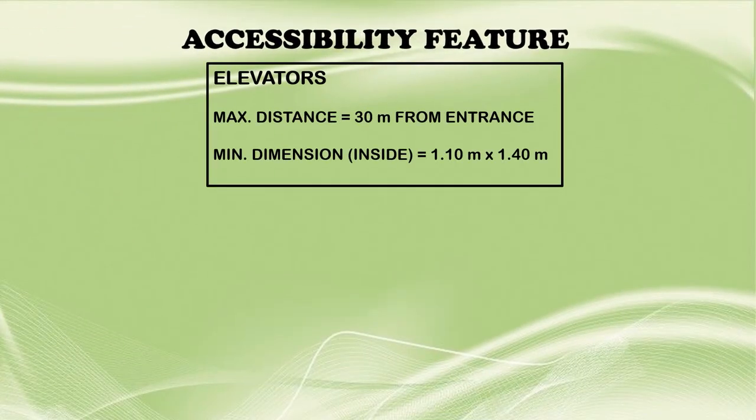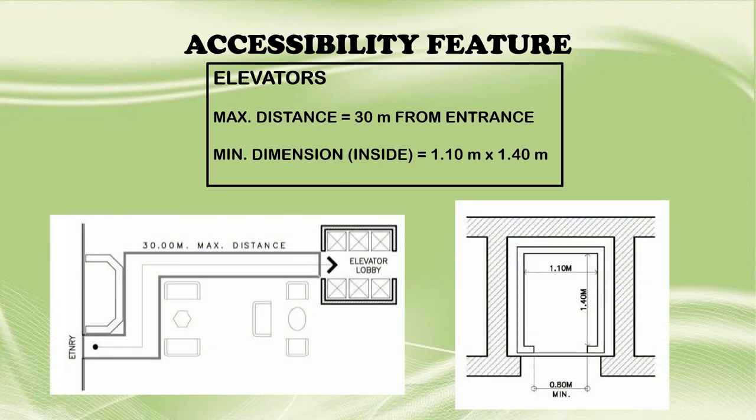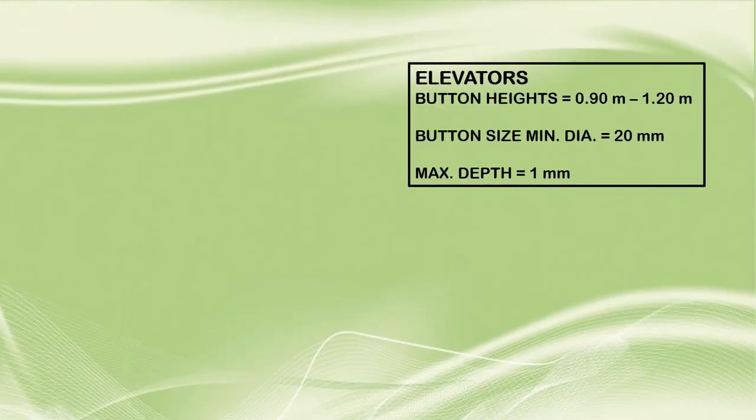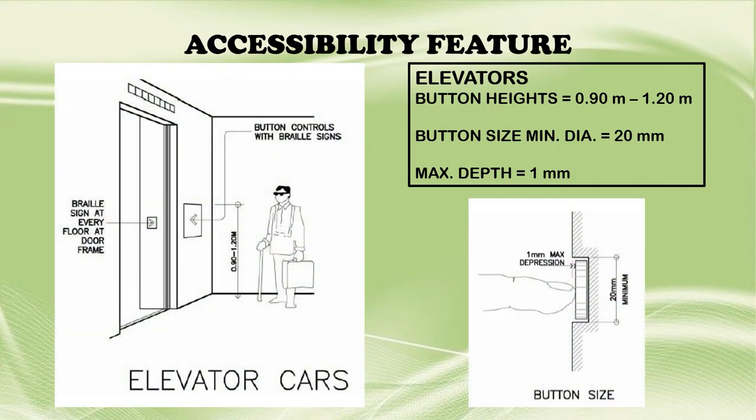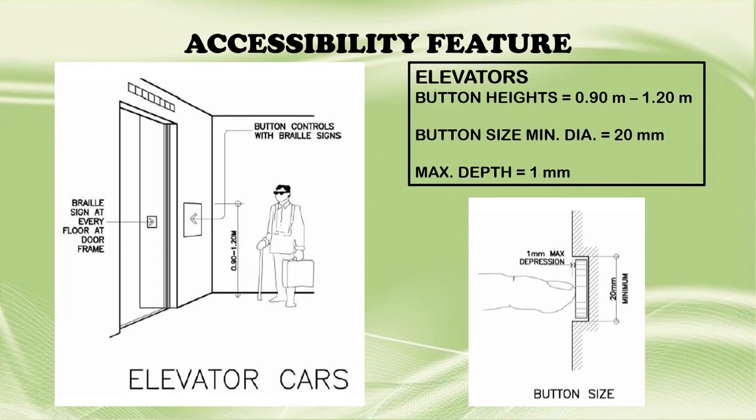Elevators. Accessible elevators should be located not more than 30 meters from the entrance. Accessible elevators shall have a minimum dimension of 1.1 meters by 1.4 meters inside clear dimension of the elevator car. Centerline heights for the topmost buttons shall be between 0.90 meters to 1.2 meters from the floor. Button sizes at elevator control panels shall have a minimum diameter of 20 mm and should have a maximum depression depth of 1 mm.